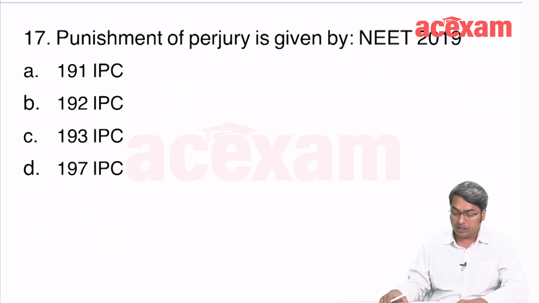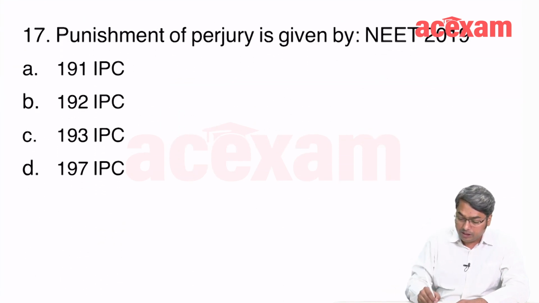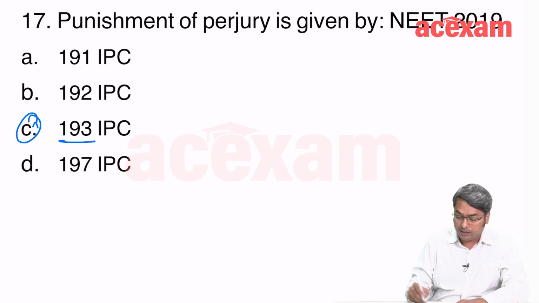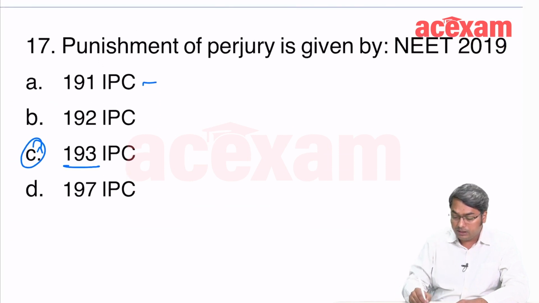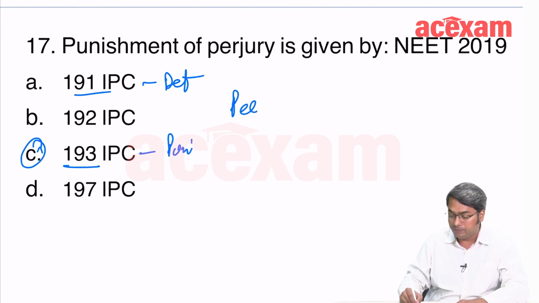The next question is the punishment of perjury. Again a repeat question. The punishment is given by Section 193, while Section 191 is the definition.